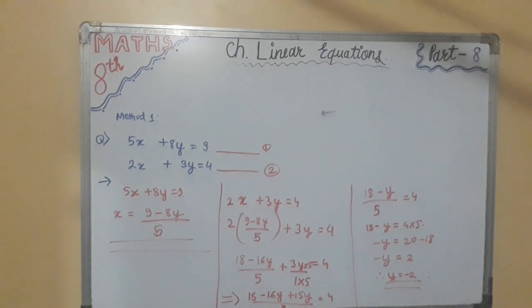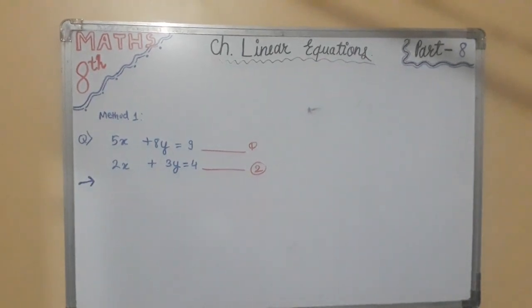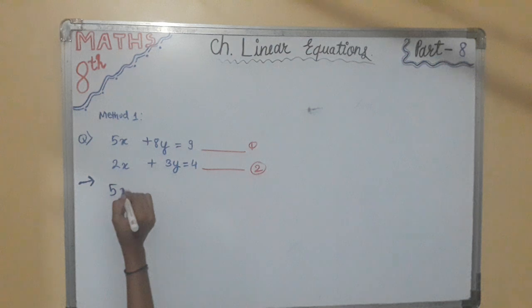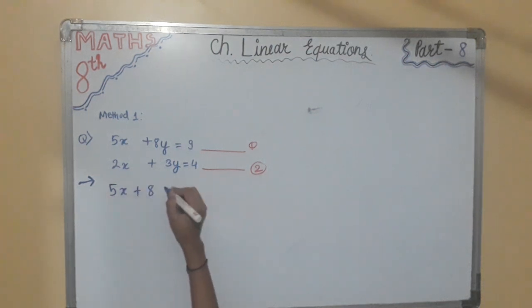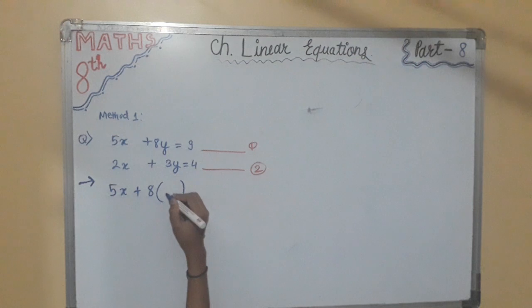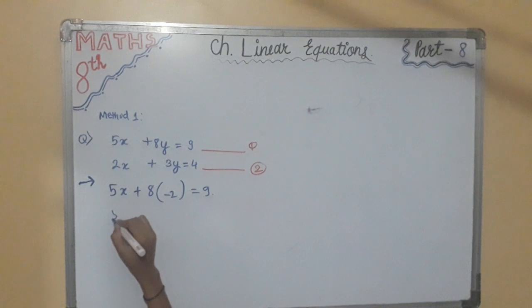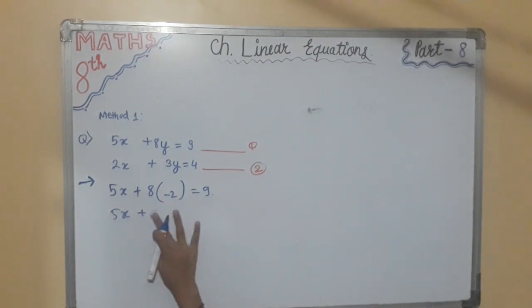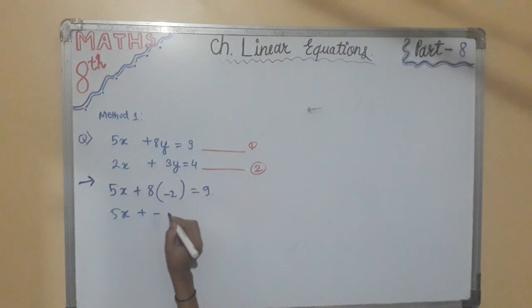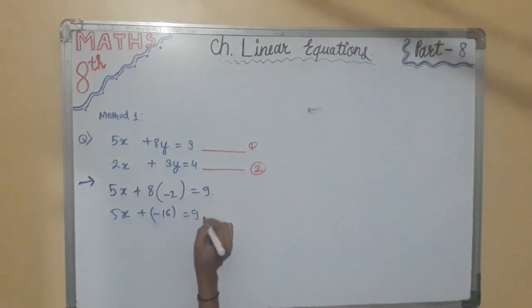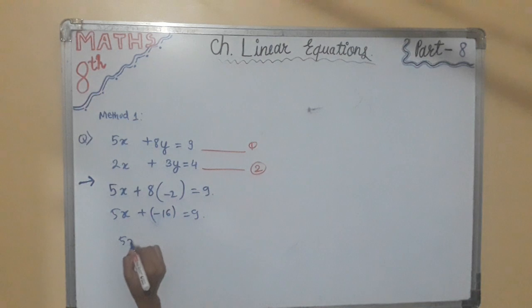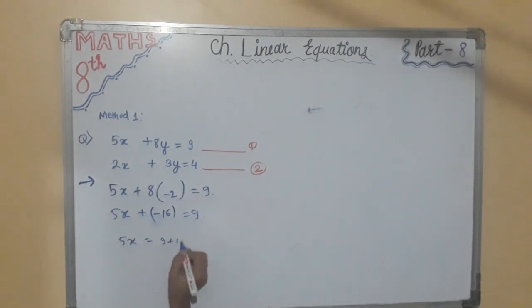So we will substitute the value of y in the first equation, and after transposing and simplifying, we will get the value of x. So 5x plus 8, value of y is minus 2, so minus 2 as it is, is equal to 9. 5x plus 8 into minus 2 will become minus 16 is equal to 9. We'll transpose this minus 16. It will get 9 plus 16.